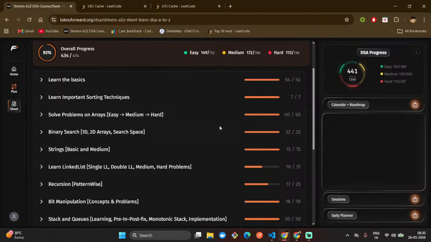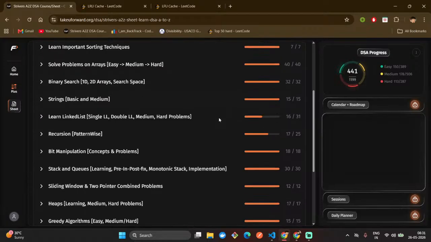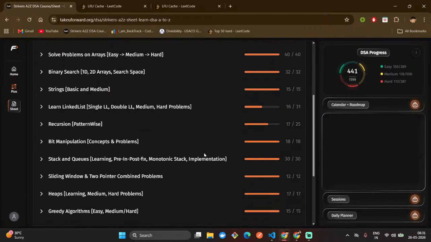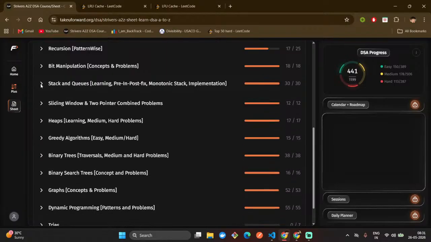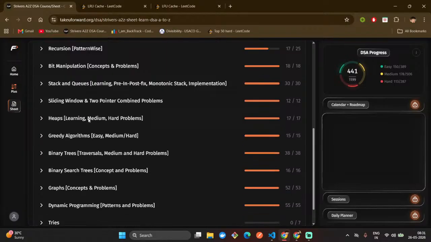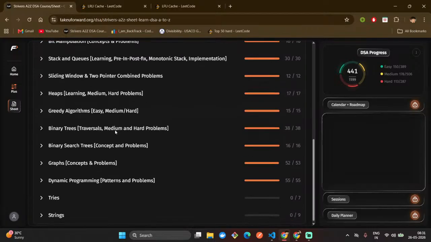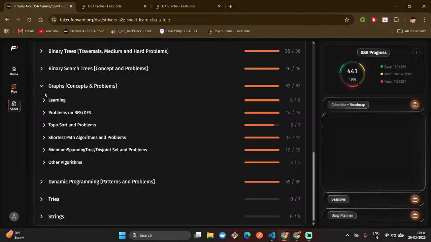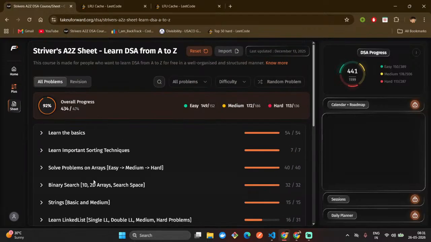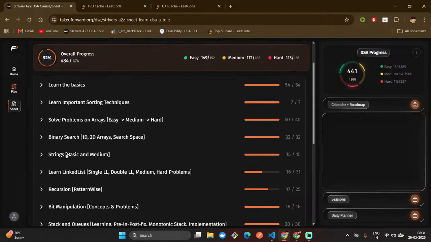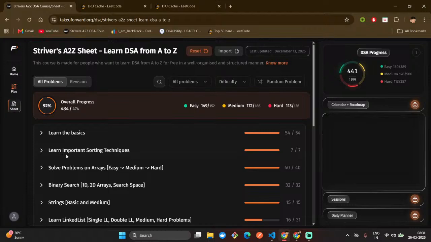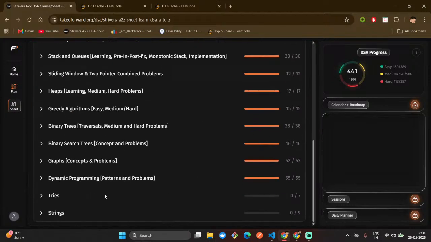Just we have solved this. Now we have solved this, and we have solved the stack and queue. Also we have solved the sliding window. Now we have to just solve the heap, greedy algorithm or the binary tree, and the graph problem, because we have already solved the DP problem. So just these are the problems. I think by 10th July we are able to finish all these problems.